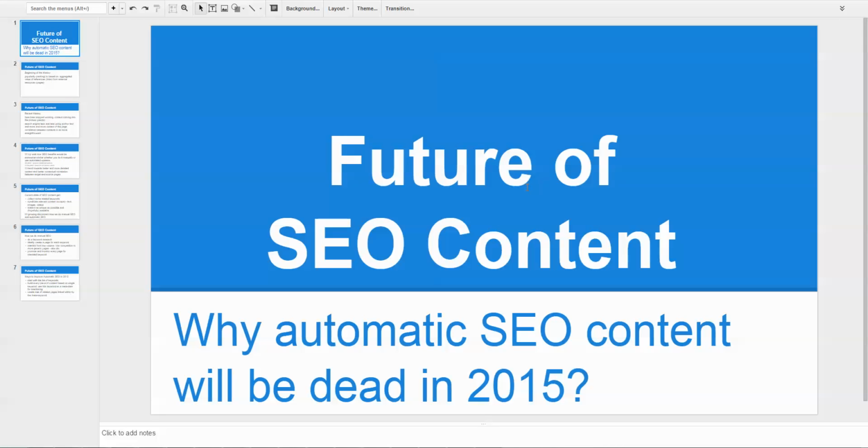Today I want to share our view on the current state of automatic SEO systems, specifically SEO content. SEO content is technical content intended for SEO benefits, and the current state of it. I give a subtopic: why automatic SEO content will be dead in 2015.